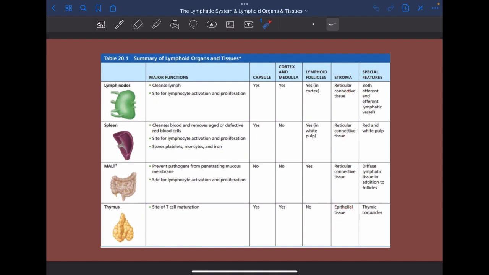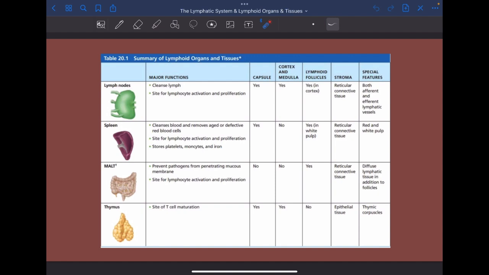As mentioned, all of them are going to have a capsule except the MALT. We did mention that the tonsils have a very thin capsule. They're not fully encapsulated, but they have the tonsillar crypts. But again, in general, the MALT, or the mucosa-associated lymphoid tissues, don't have a capsule. Something worth mentioning is that the tonsils have some level of encapsulation, but you can say that they're not actually encapsulated.